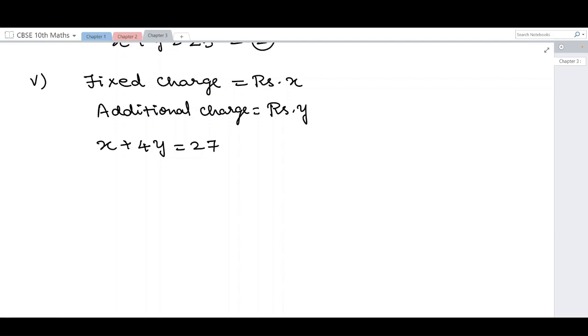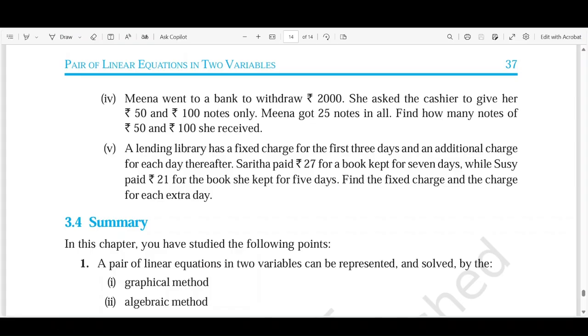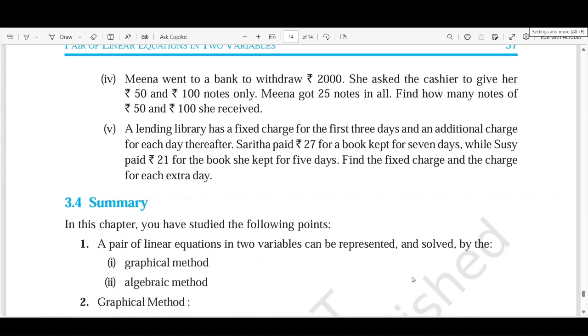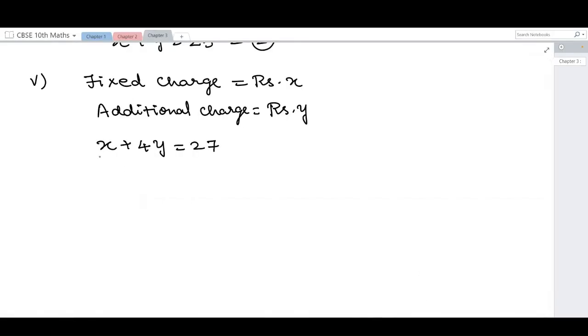In the case of Susie, she kept the book for 5 days, so she has to pay the additional charge for 2 days. So the equation corresponding to the second case is x plus 2y equal to 21.